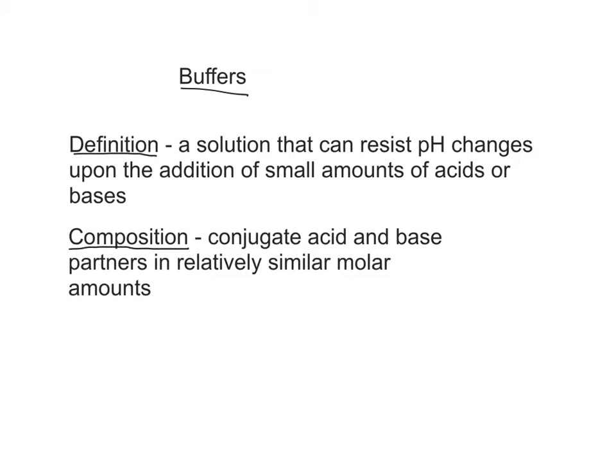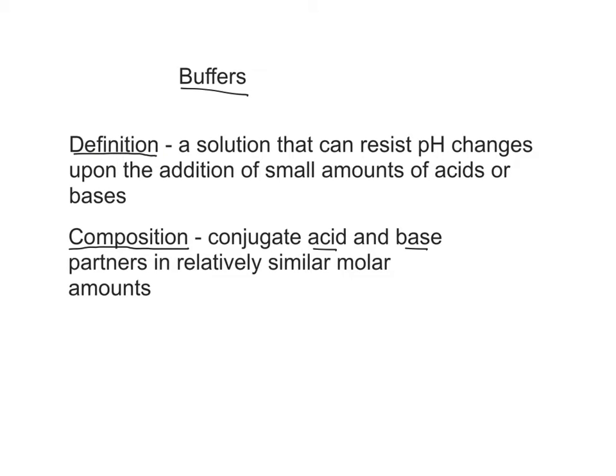The reasons have to do with the composition, so what is in a buffering system. A buffering system needs to contain a conjugate acid and base pair in similar and pretty significant molar amounts. So we're not talking about something times 10 to the power negative 10, okay? We're talking about maybe a 0.1 mole per liter acid and a 0.1 mole per liter conjugate base partner, okay?